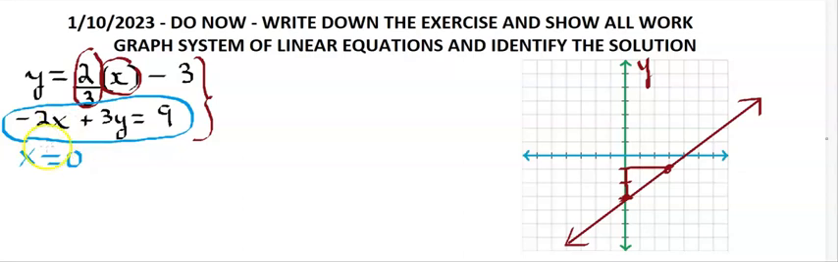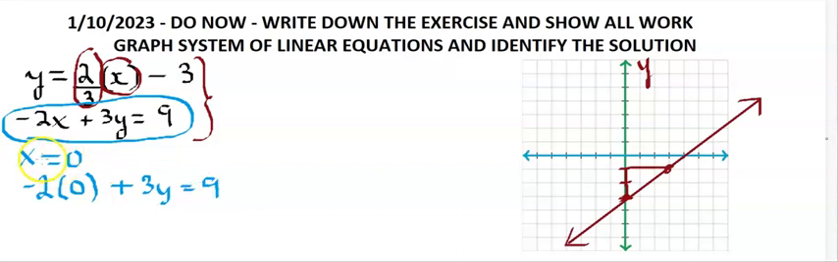So what it means is I'm going to take -2 times 0, plus 3y equals 9.